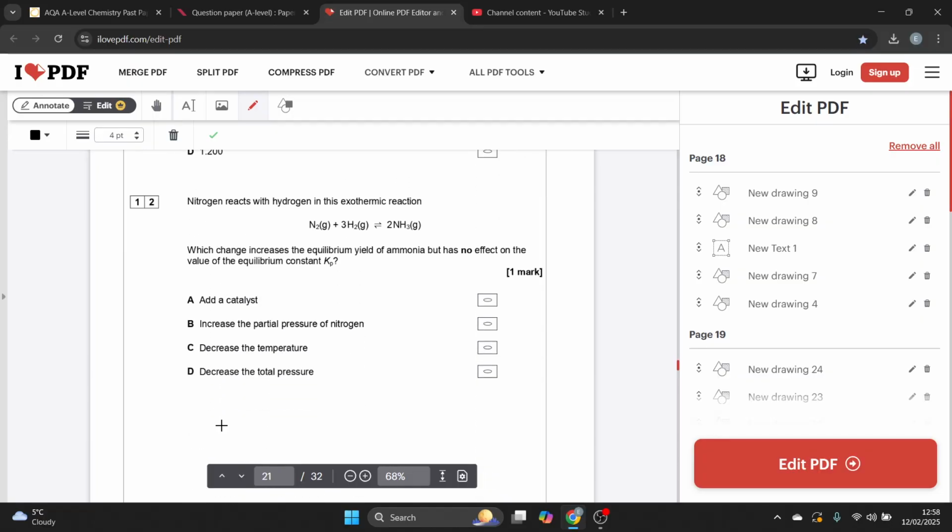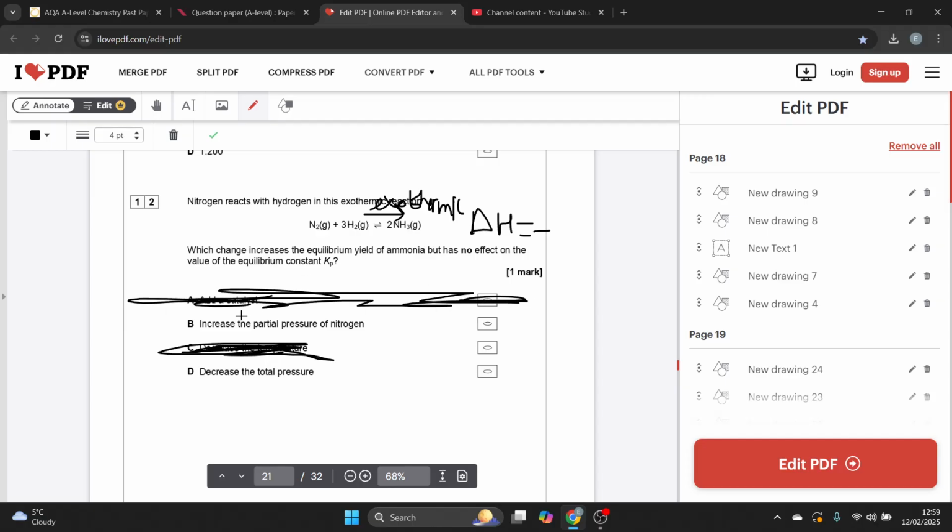Question 12, nitrogen reacts with hydrogen in an exothermic reaction. Okay, so I know delta H is negative, let's just write that down. Forward reaction is exothermic. Which change increases the equilibrium yield of ammonia but has no effect on the value of Kp? Well, temperature will have an effect on the value of Kp, because only temperature can affect the value of Kp. Catalysts do not affect the equilibrium yield, so I'm left with B and D.